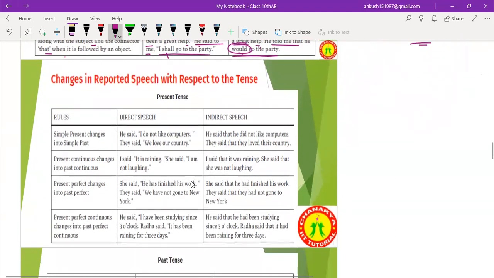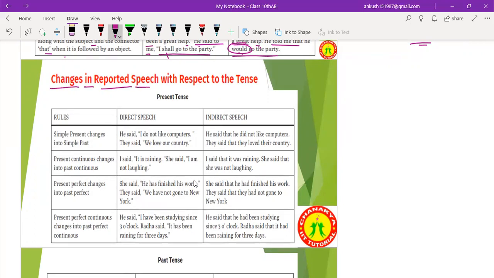Changes in reported speech with respect to tenses. Now this is very, very important. I am again repeating that you are asked only one question there for direct and indirect speech, but that is a tricky one. Why? Because that is asked with replied sentences or mixed sentences, and for that we need to learn direct and indirect speech in detail. So all the things are given over here within one slide. Got it?